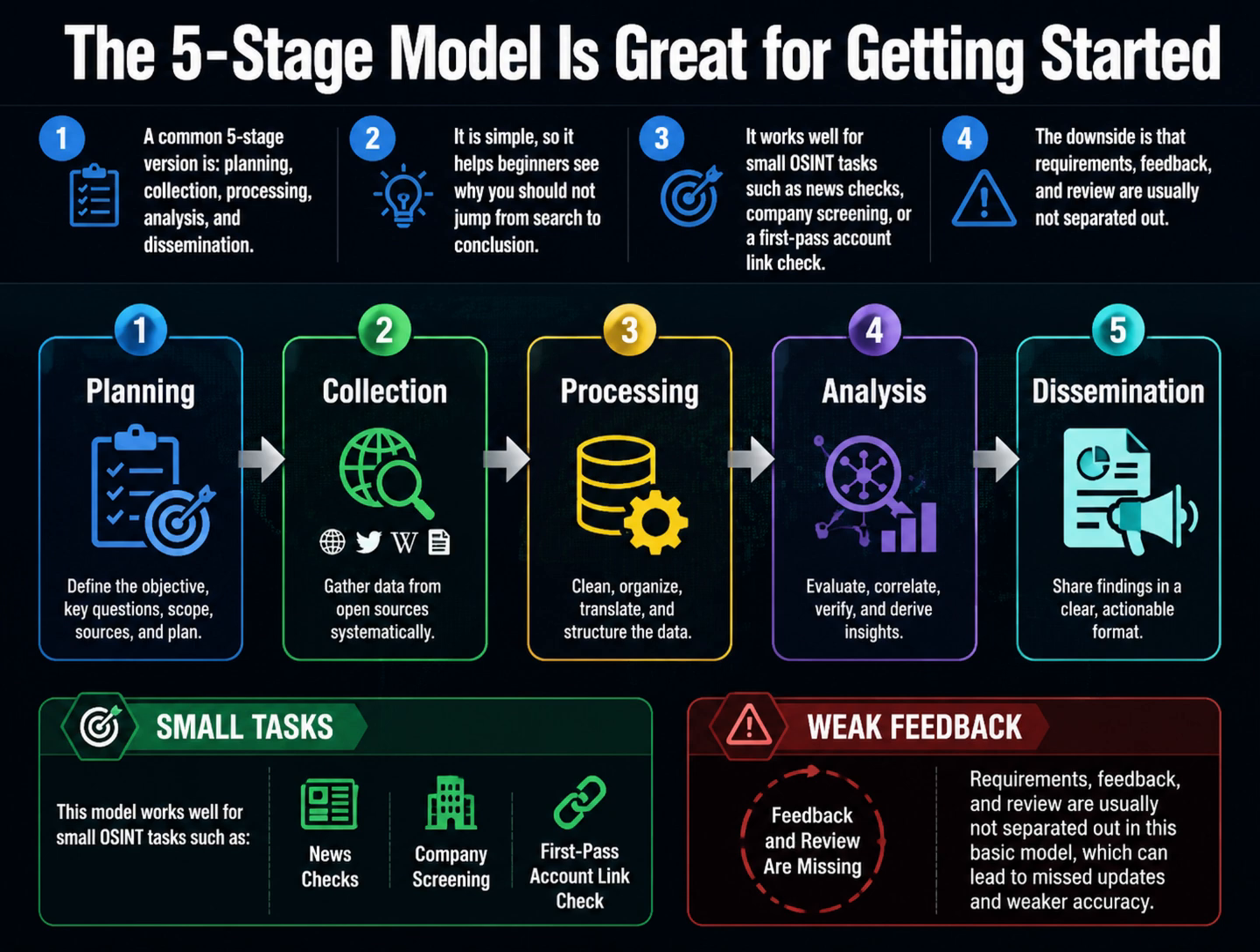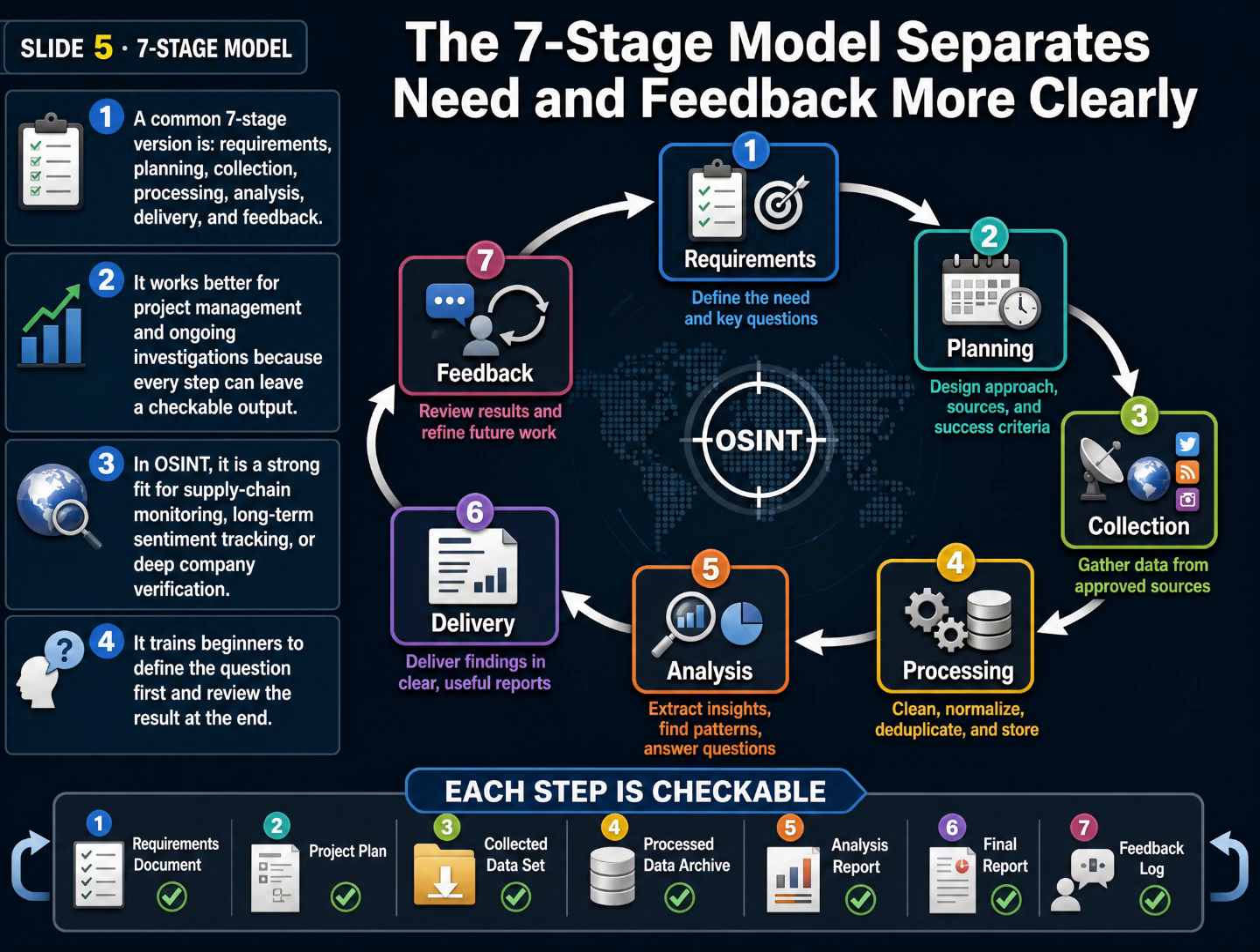The weakness is that requirements and feedback are not always made explicit. For quick tasks, that may be fine. For long-term projects, it becomes risky. So the 5-stage model is not inferior. It is lighter. The 7-stage model is the one we used in the previous lesson: requirements, planning, collection, processing, analysis, delivery, and feedback. The important difference is that requirements and feedback are separated out.